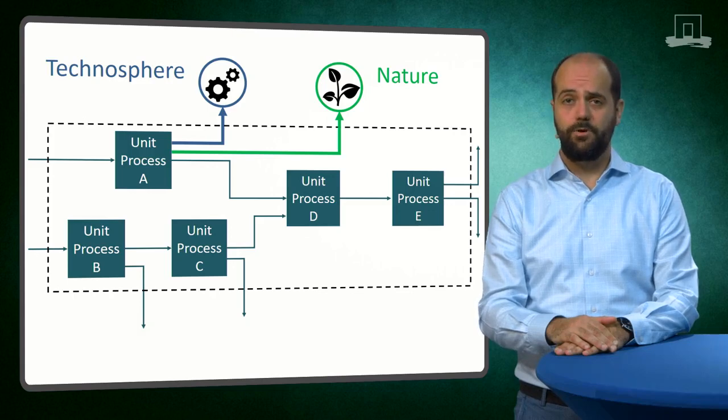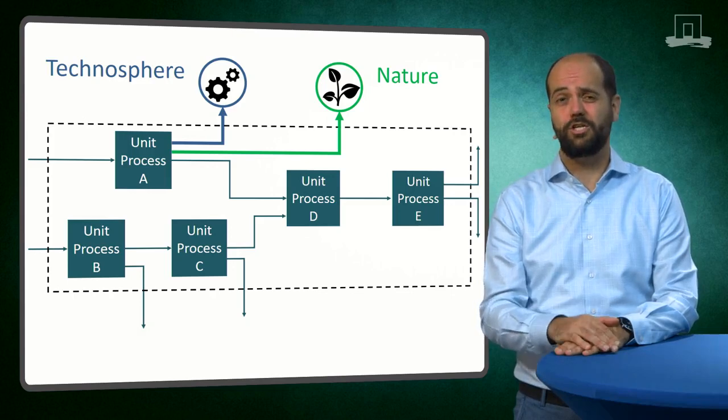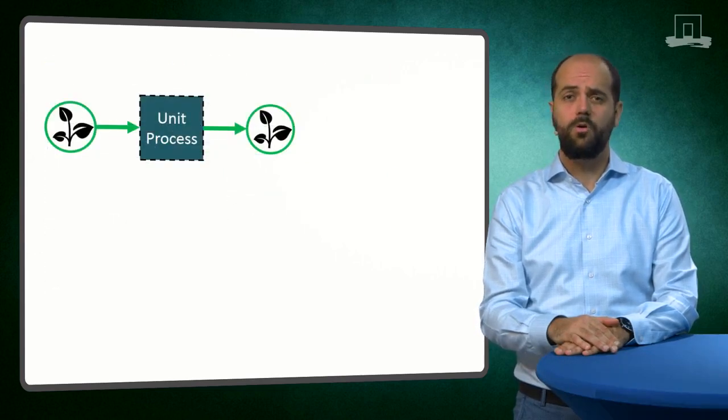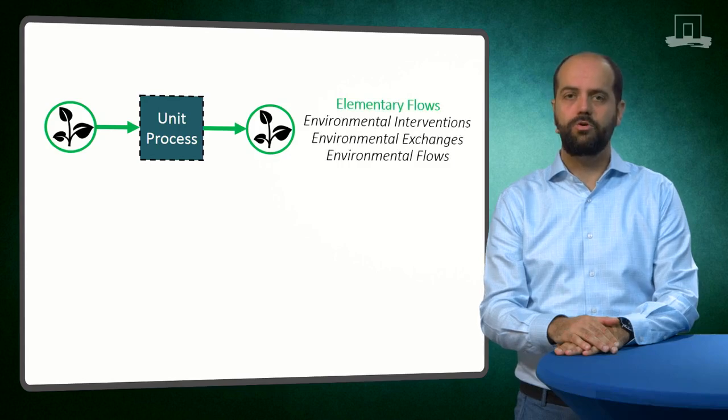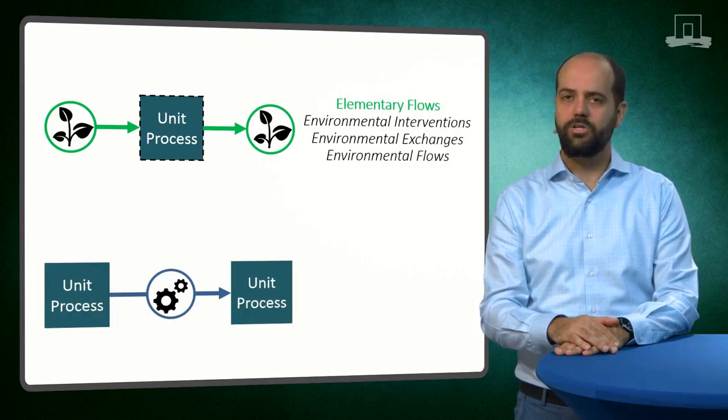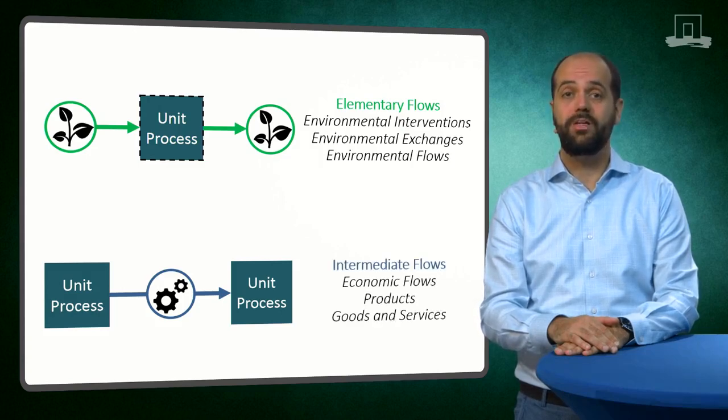These two types of flows have lots of different names in the LCA world, but we will use only one for each. First of all, we have flows entering our product system from the natural environment. We also have flows leaving our product system that go into nature. The term we will use for flows to and from the natural environment is elementary flows. Second, we also have flows in the technosphere, and actually these are the flows between unit processes. We will refer to these as intermediate flows.